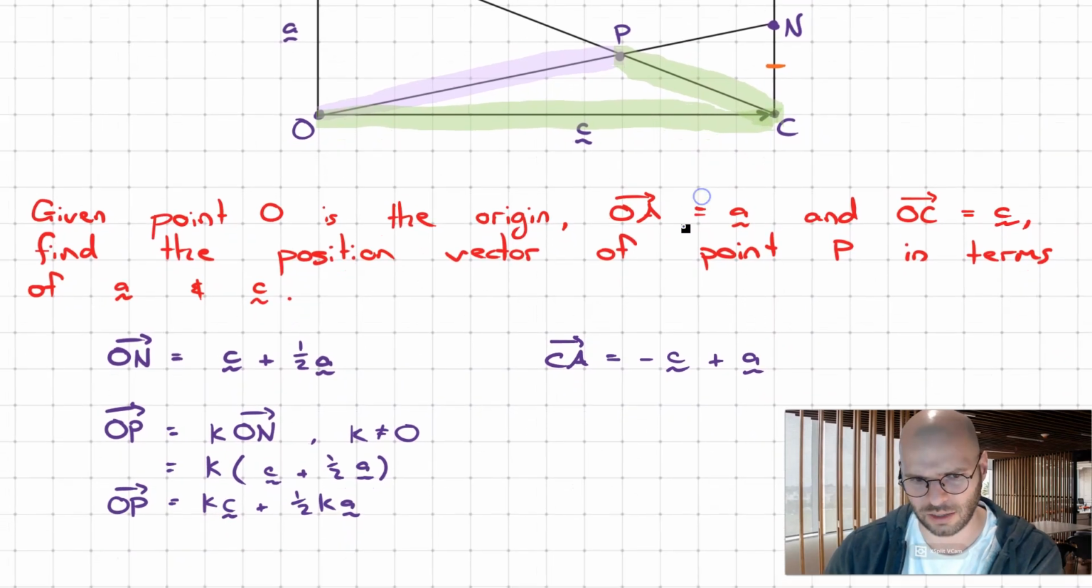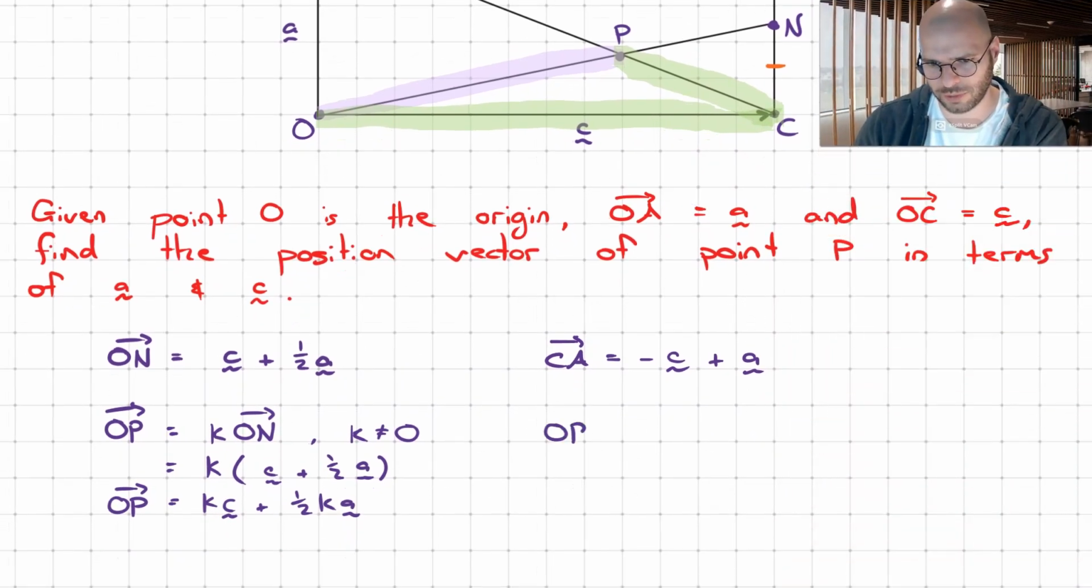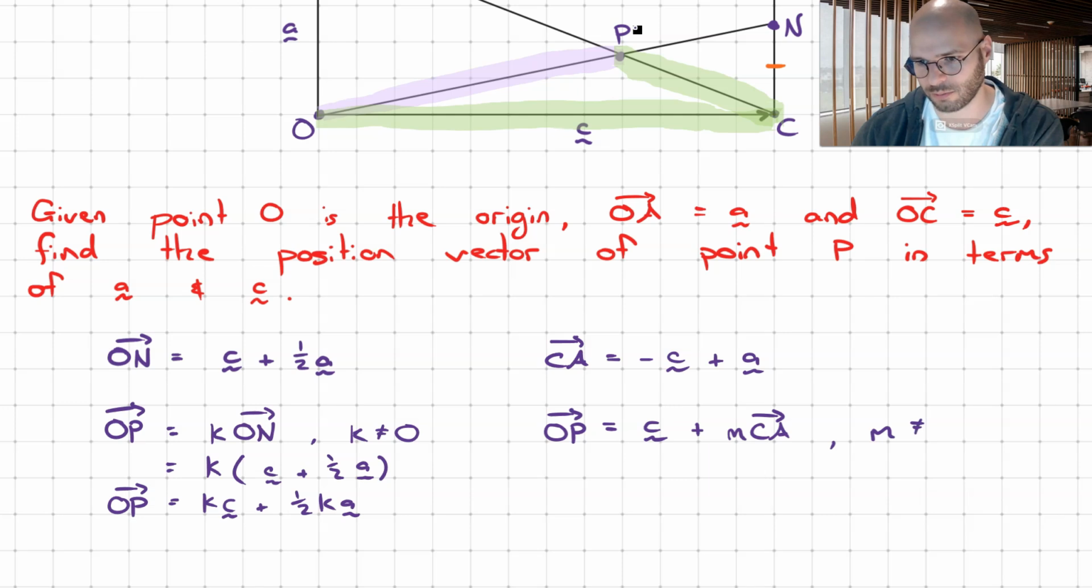Going down, I want to travel from O to P. In this instance, I'm going to start off by traveling along vector C. Once I've finished traveling along vector C, I'm going to travel upwards along vector CA as defined here. However, rather than traveling all the way up to point A, I'm going to stop at point P. So I'm going to dilate this vector by a value of M, where M is just some non-zero number.